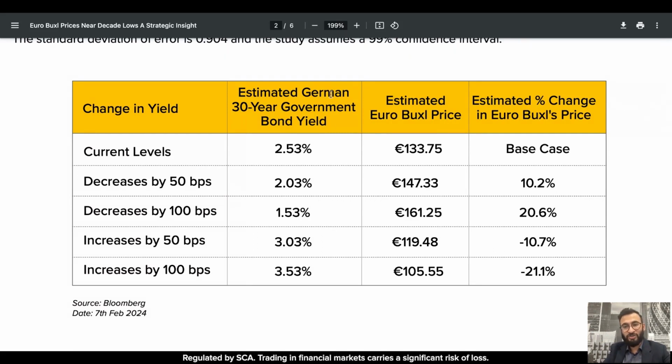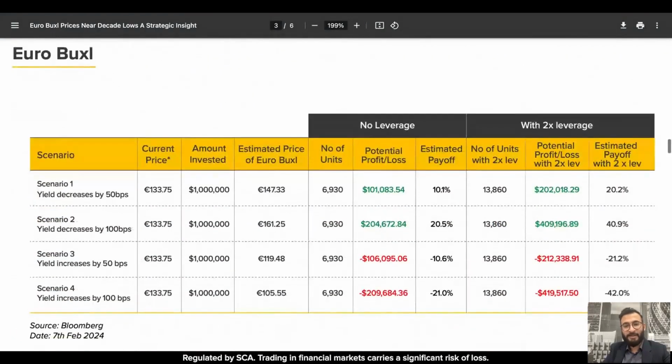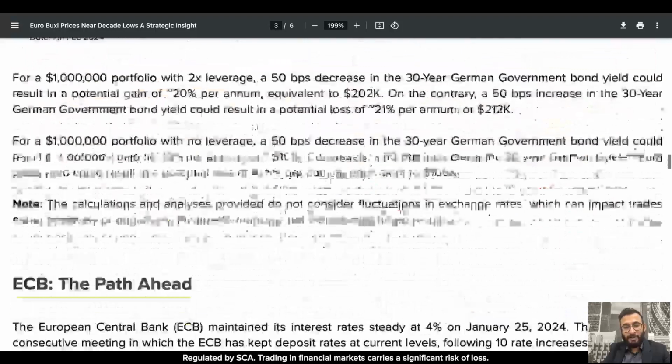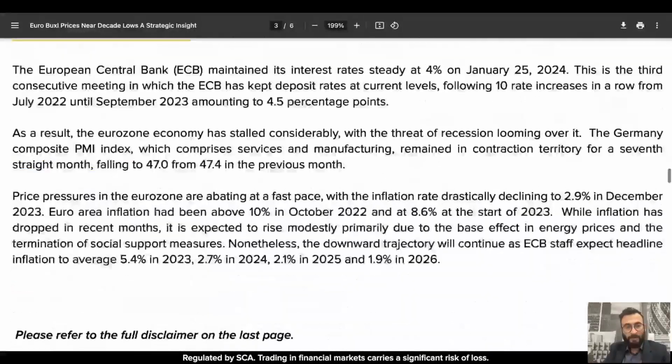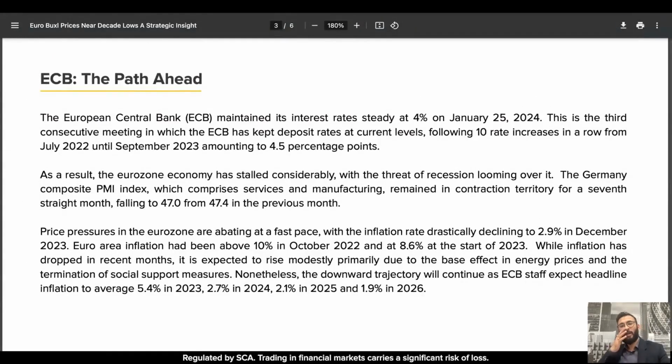Now, move on to the other part of this. Once we have established the relationship, what is next? The next thing is, let's understand the scenario analysis. Let's understand the path for the European Central Bank. They maintained the interest rate steady at 4% as per the January meeting. And this was the third time the European Central Bank kept their deposit rates at 4%, right? The last time it was different was until September 2023, when it was around 4.5%.